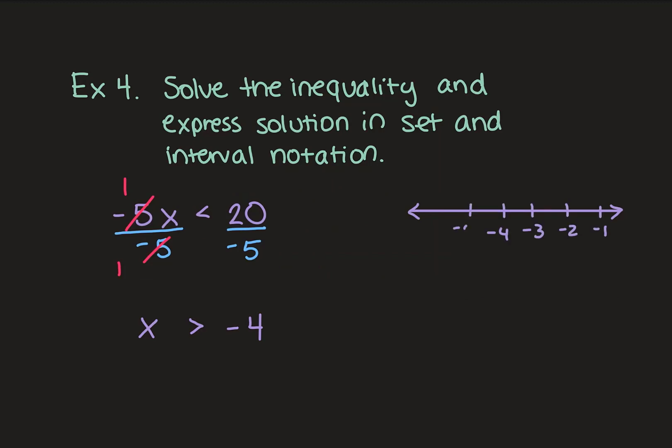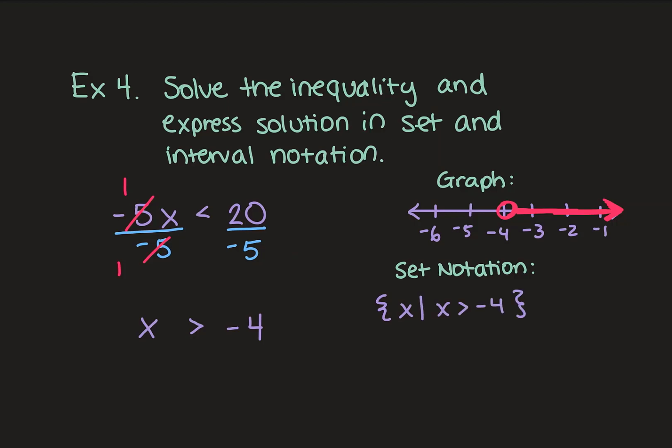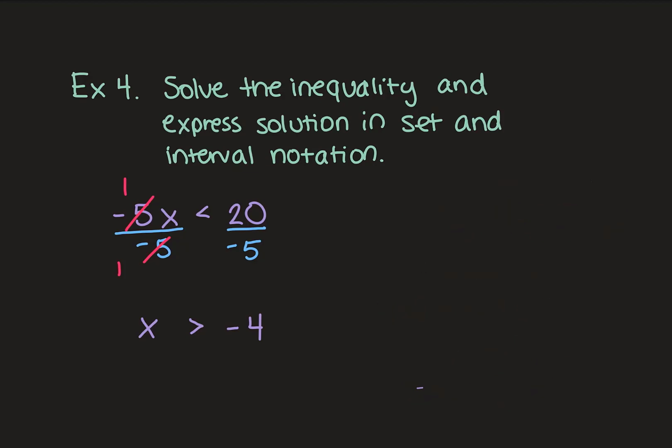So to graph this, we place an open circle at negative 4, and we shade everything that is greater than negative 4. For our set notation, we have the set of all values of x such that x is greater than negative 4. And for interval notation, our minimum is at negative 4, and we use parentheses since it's an open circle. And our maximum goes to positive infinity, and we use parentheses.